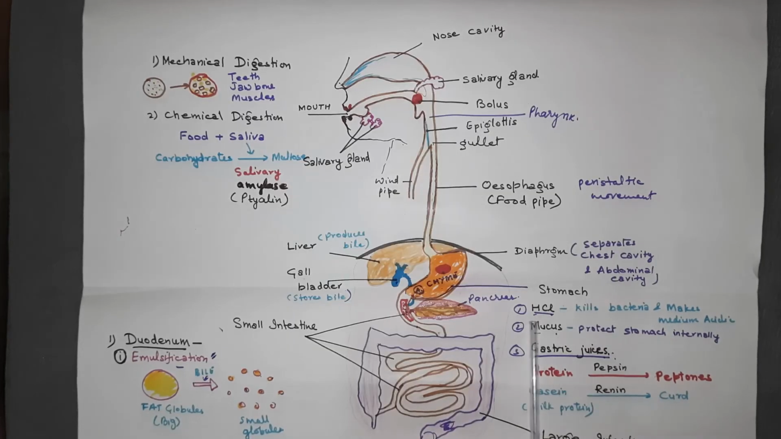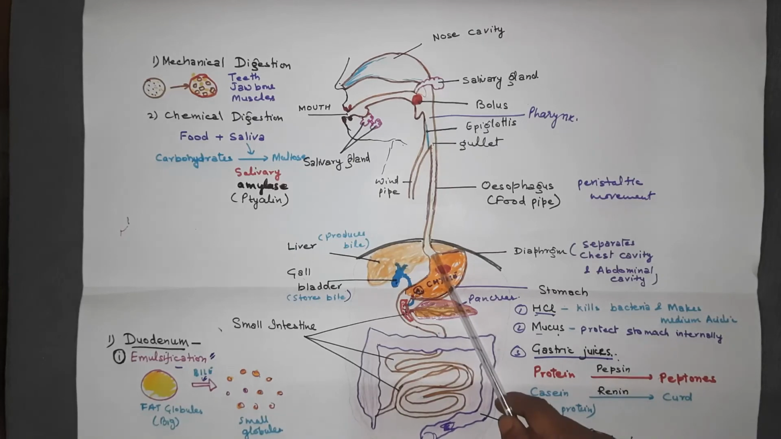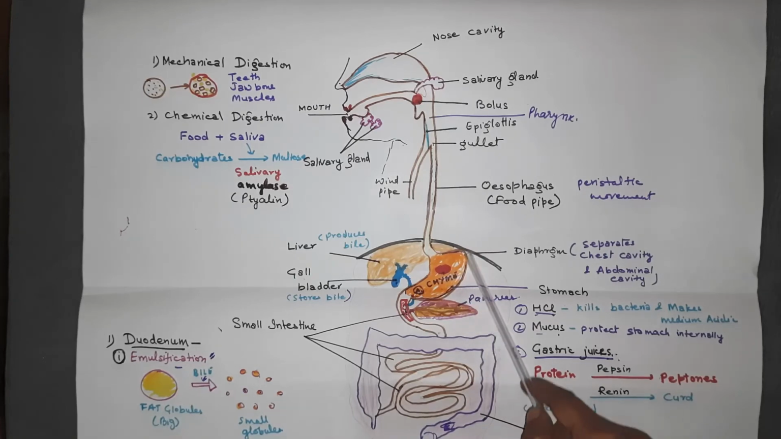The next thing present in the stomach is the mucus. This mucus is present in the internal lining of the stomach and protects it from the acidic medium of the food. The acidic medium inside the stomach may harm the stomach lining, so to protect it, the mucus is in between the food and the stomach.